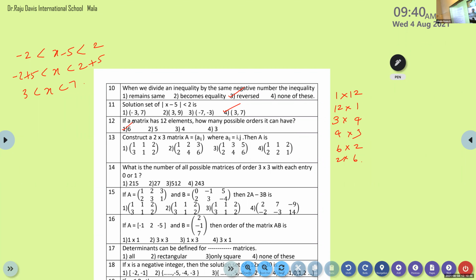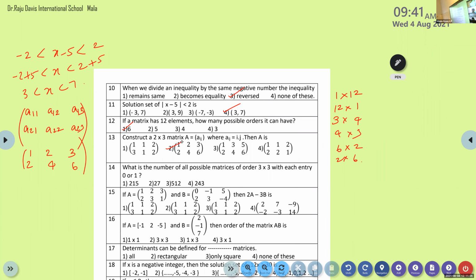Then construction of a matrix. Aij is defined as i dot j. So you have to construct a 2 by 3 matrix. 2 by 3 matrix means A11, A12, A13, 2 rows and 3 columns, then A21, A22, A23. This is the matrix we want to frame. Now Aij is defined as i dot j. So when i is 1, j is 1, what will you get? A11 is 1 into 1, then 2, 3, again 2, 4, 6. So answer is 2.